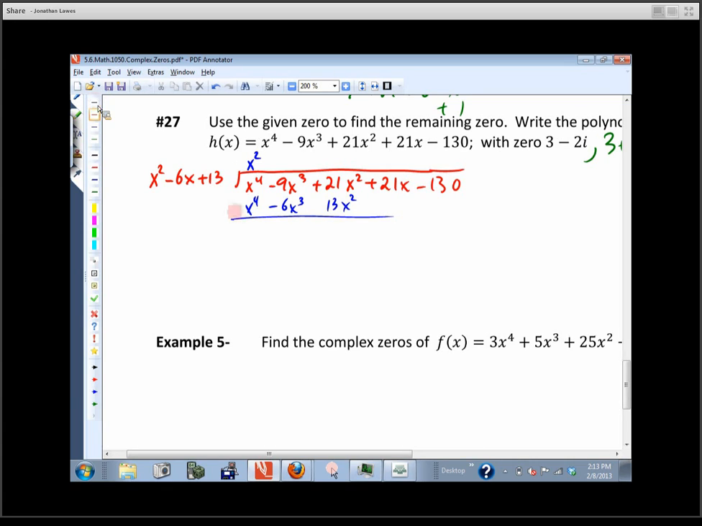Again, we're going to go through and change the sign. So that's a minus, that's a plus, and that's a minus. And then let's write down what we've got. No more x to the 4th. That's good news. Then I've got a minus 3x to the 3rd. Tell me if I make a mistake. And then this is going to be plus 8x squared plus 21x, and then minus 130. We do okay?